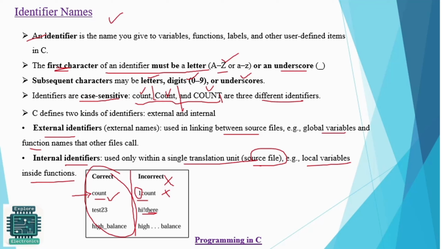Test23 is correct, and hi!there is not considered, as you can see the exclamatory mark over here. As I said, the first character should be an underscore or letter. The subsequent characters can be letters, digits, or underscore, not the exclamatory mark. Among special characters, only the underscore is accepted. And even here, for the same reason, it is not considered.